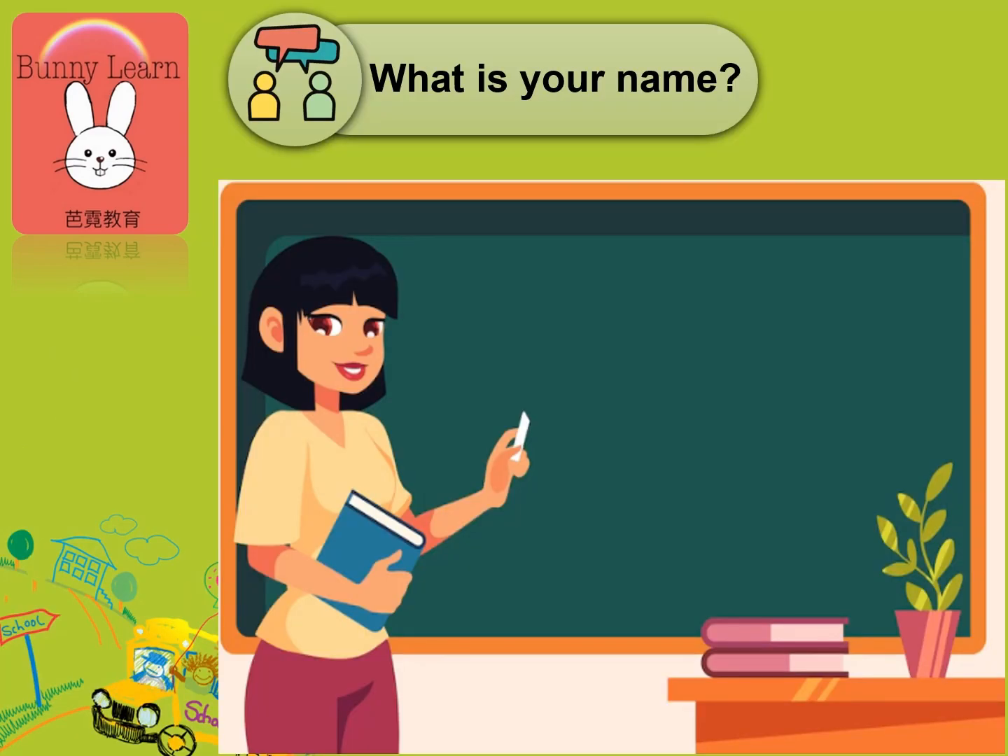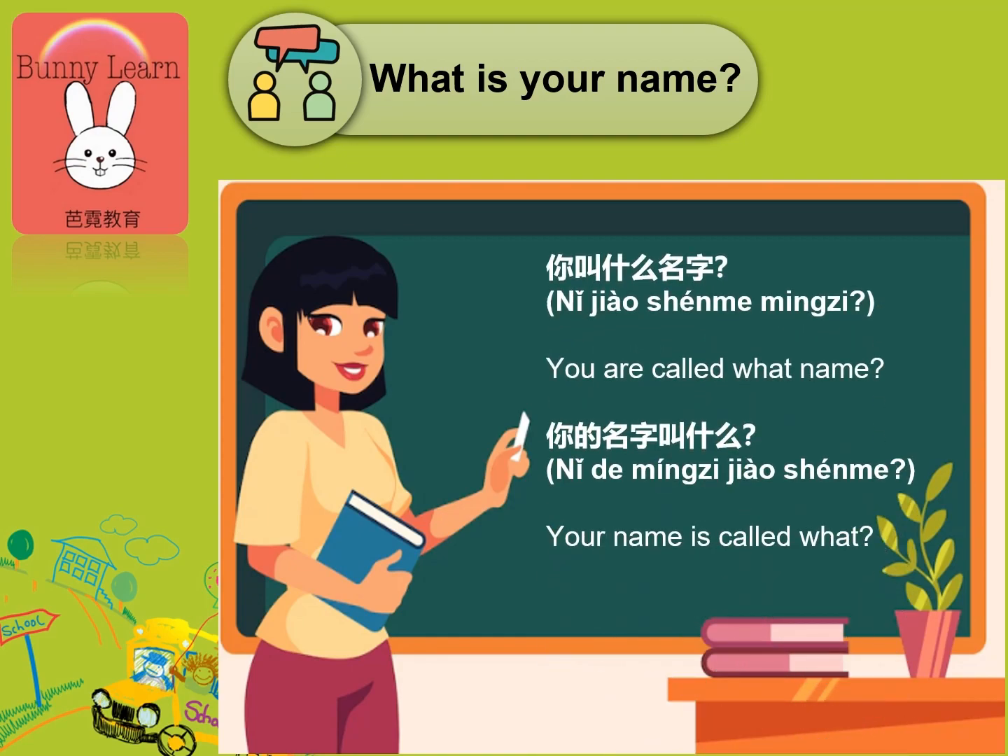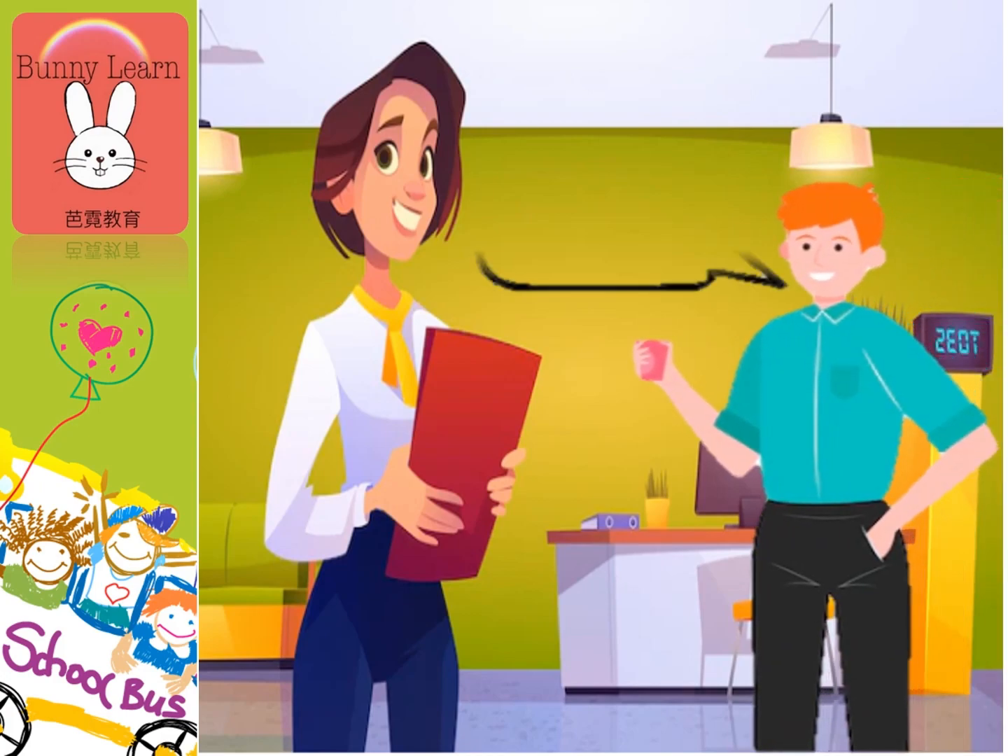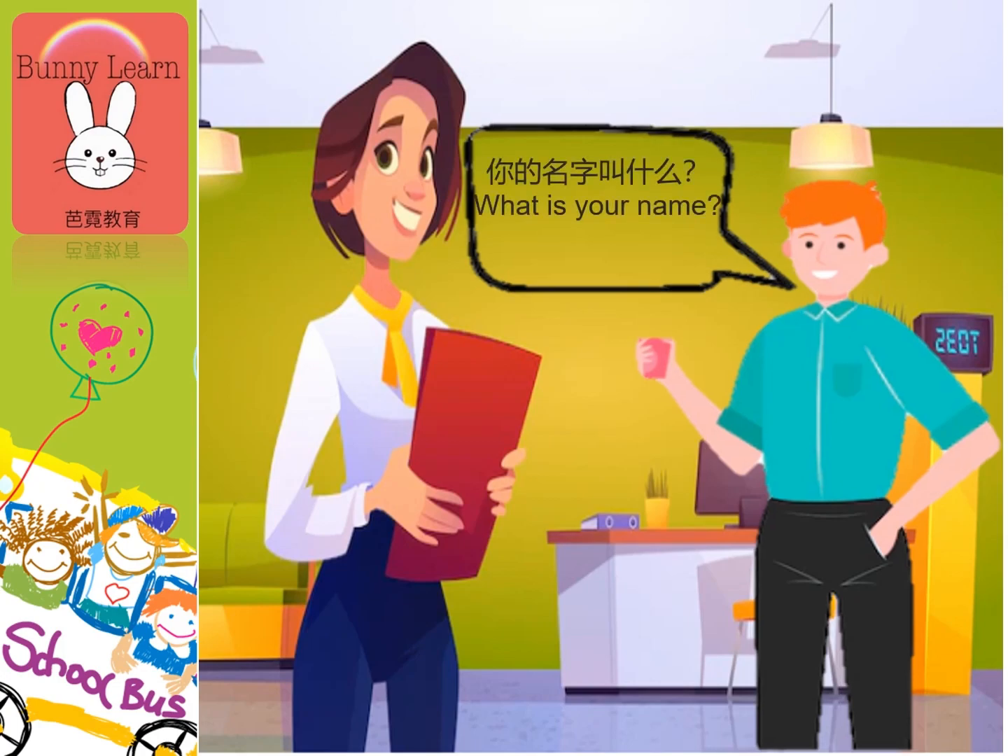A slightly more formal version of this question is, 你叫什么名字? which means you are called what name. Alternatively, they'll ask, 你的名字叫什么? which means your name is called what. Let's practice. 你叫什么名字? What is your name? 你的名字叫什么? What is your name?